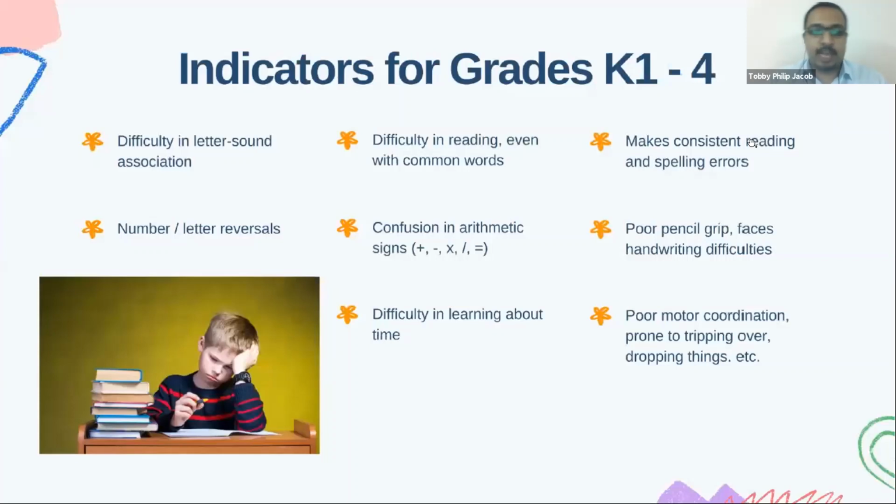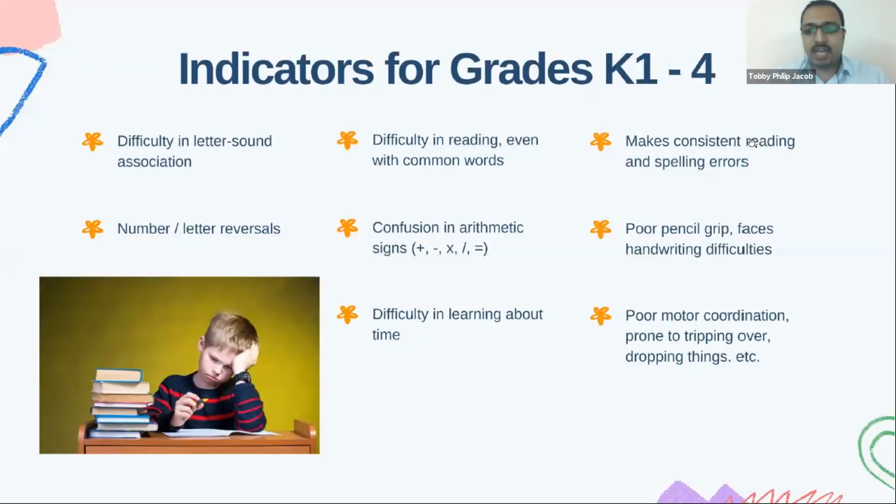So that's what happens. Number and letter reversals would be there. Poor pencil grip or handwriting difficulties. Their concept of time would not be proper, which means they have difficulties in learning about time. They have poor motor coordination. They are prone to tripping, because as they go over obstacles, they tend to trip on them, and they are labeled as clumsy. These kids are labeled as clumsy, and not just that, they have motor coordination issues.